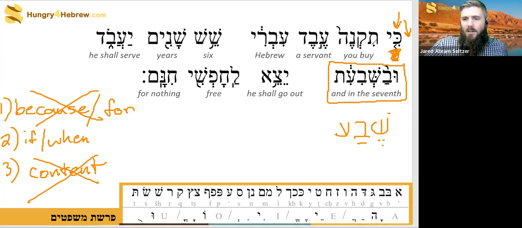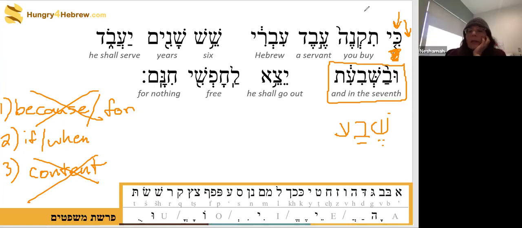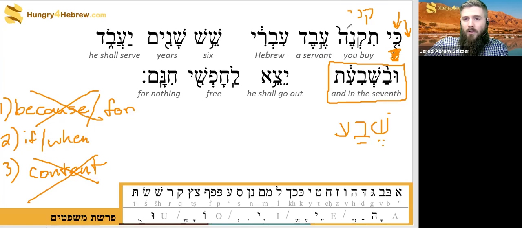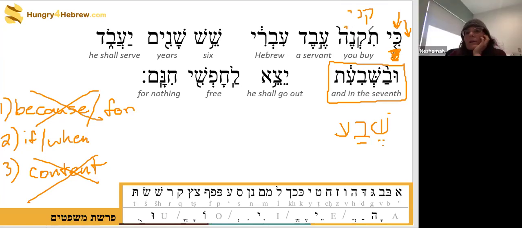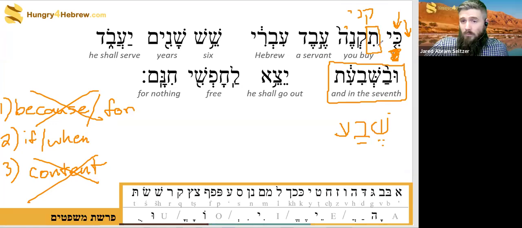So the context leads us to believe "if or when these certain criteria are met," ki tikne. What's the root of tikne? Kana, kuf nun yod. We don't get to see a yod here. All we have is a vowel hey at the end. Tikne with a tav at the front that says "you." If, when you buy, possess, own, eved, a servant, Ivri, a Hebrew servant.